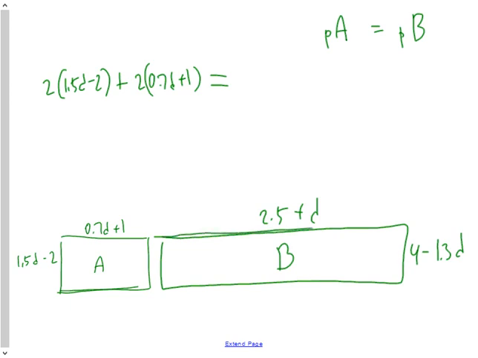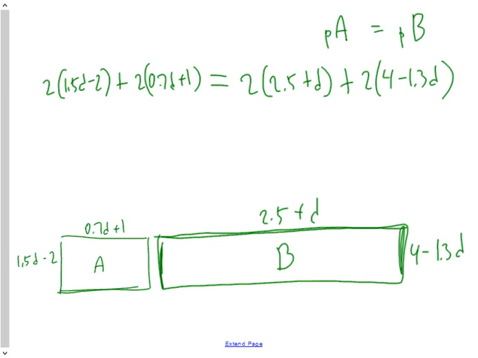And again, it has two of these lengths, so it has two of the 2.5 plus d lengths, and it has two of the 4 minus 1.3d widths. So this really long, complex-looking equation is showing that the perimeter of rectangle A and rectangle B are equal. So here's what we've got to do. We've got to simplify this using four little groups of distributive property. There's one there, one over here, and one over here. So we're going to simplify all of these to make this into real numbers.